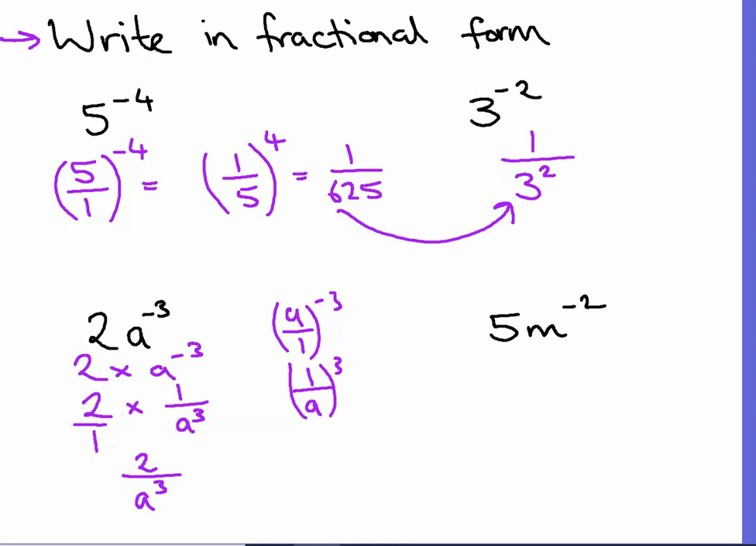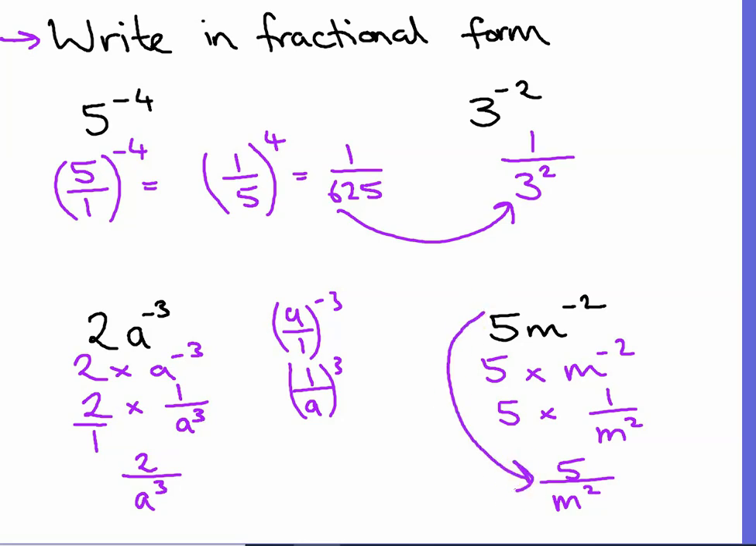Now, I would always advise you to do these ones a little bit slower. So that's the same. So that's 5 times 1 over m squared. So that is 5 over m squared. Now, personally, I go from here to here because I'm fluent. Don't try and make that step straight away before you understand the working.